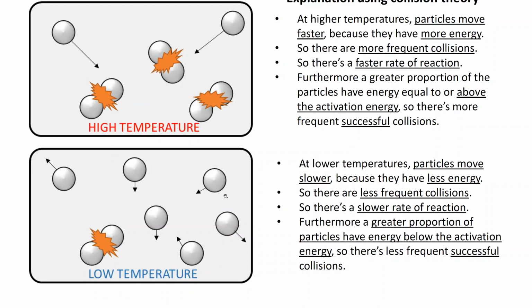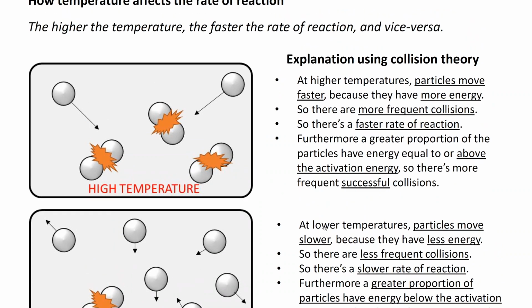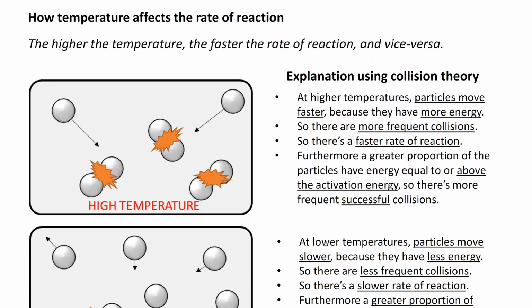We could also argue that where these particles have less energy, then there's going to be more of these particles with energy below the activation energy. So our success rate of collisions has also decreased. So there's less frequent successful collisions. Just to highlight here, temperature is the only factor that we will look at that affects the energy of particles. No other factor affects the energy of particles.